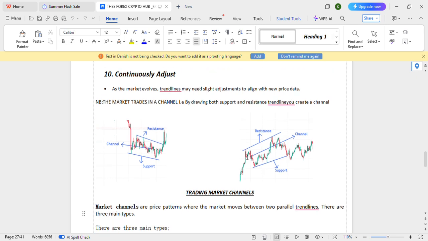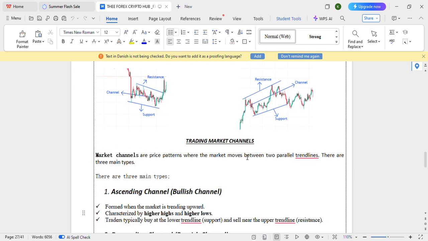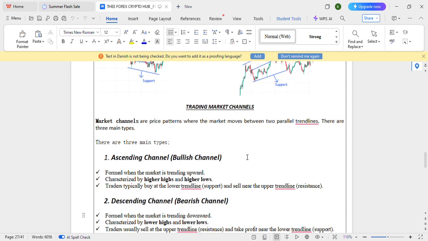So that you can move with the current market, we have what we call market channels. Market channels are price patterns in which the market moves between two parallel trend lines. There are three main types. We have what we call an ascending channel, or a bullish channel.